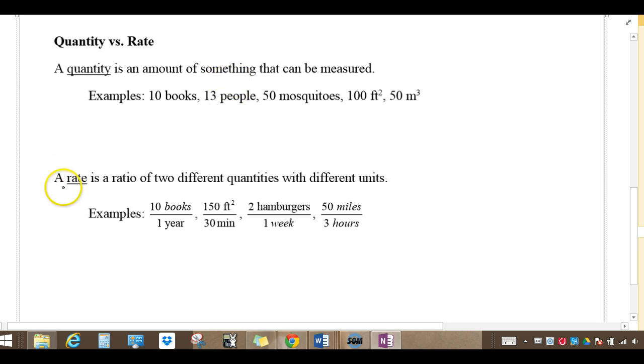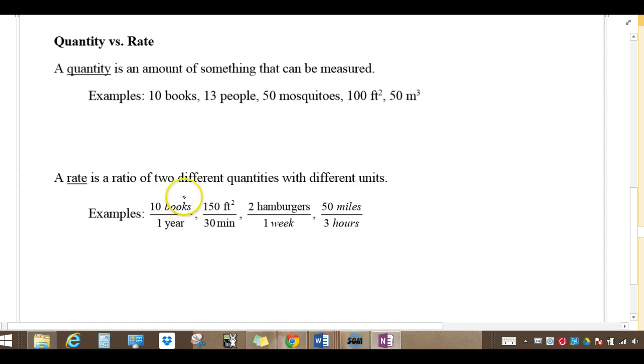Now, in mathematics, a rate is defined as a ratio of two different quantities with different units. So let's go back to the word ratio for a second. We're going to represent our ratios as fractions. So here we have a bunch of different rates, and let's double check that they satisfy the definition. So they have to have two different quantities with different units.